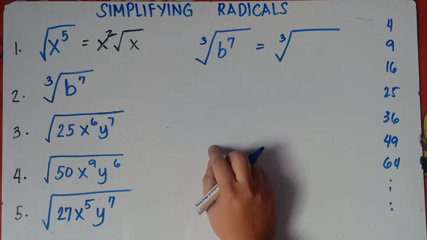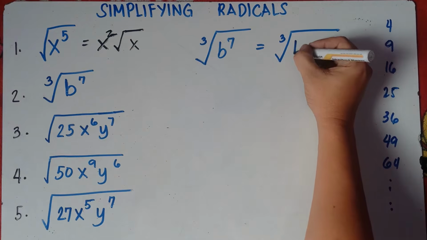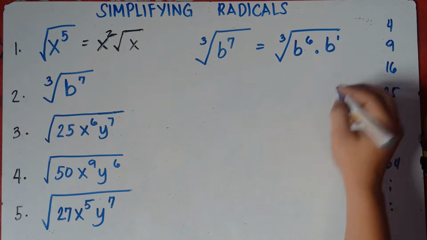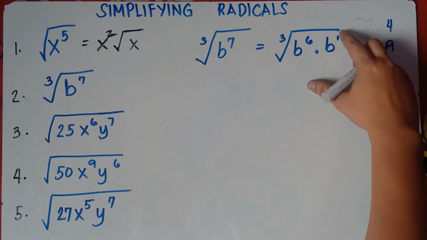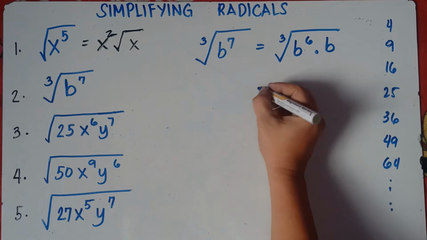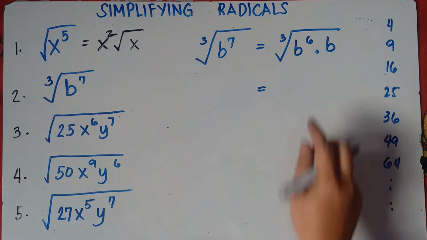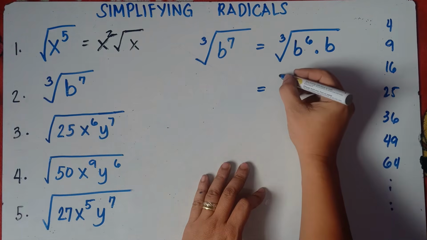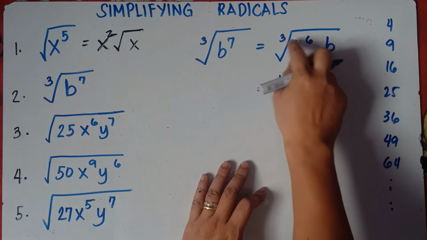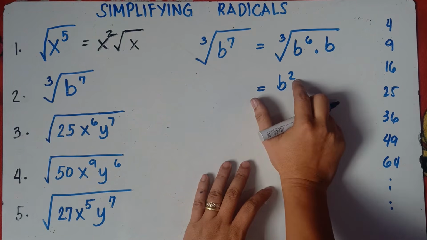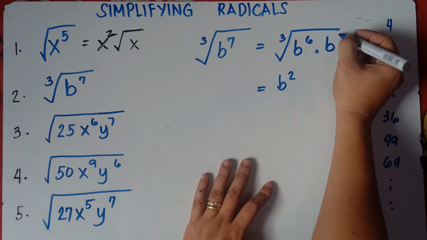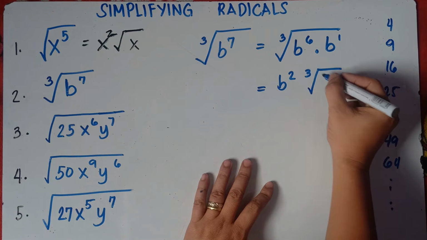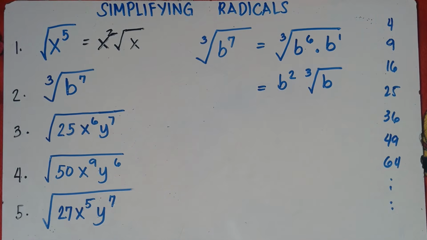Can we divide 6 by 3? Yep, we can divide 6 by 3. So that would be b raised to the power of 6 times b, because understood that there's 1 here, and 6 plus 1, that is 7. So b raised to the power of 6 times b. So can we divide 6 by 3? Yep, 6 divided by 3, that is 2. So we put it outside the radical symbol. That would be b squared. Then, can we divide 1 by 3? Nope, we cannot divide. So copy cube root of b. So the answer is b squared cube root of b.